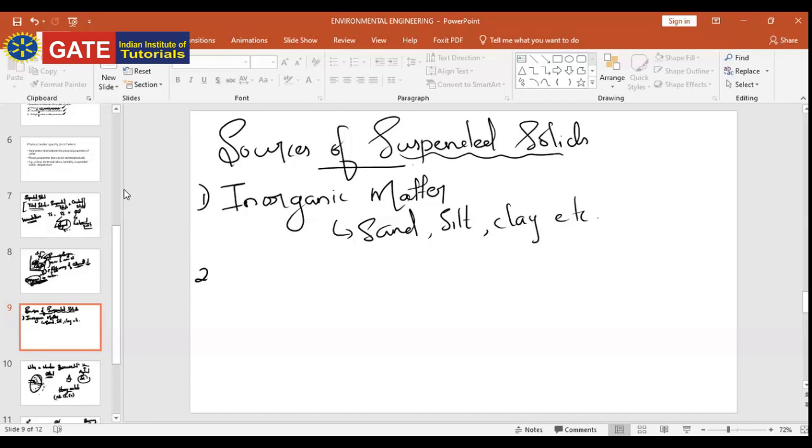Now the second source will be, if the first is inorganic, the next should be what? Organic, right? So we can write it as organic matter.